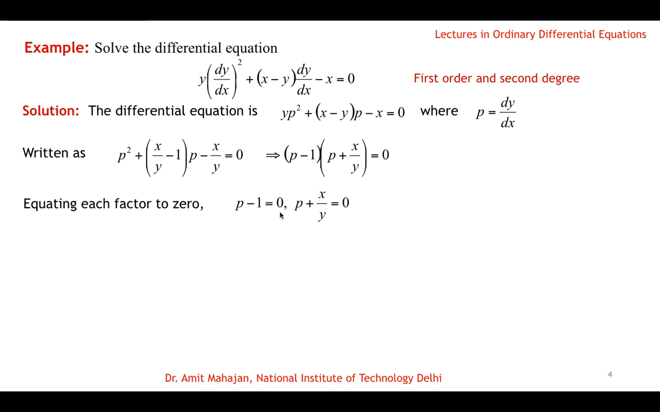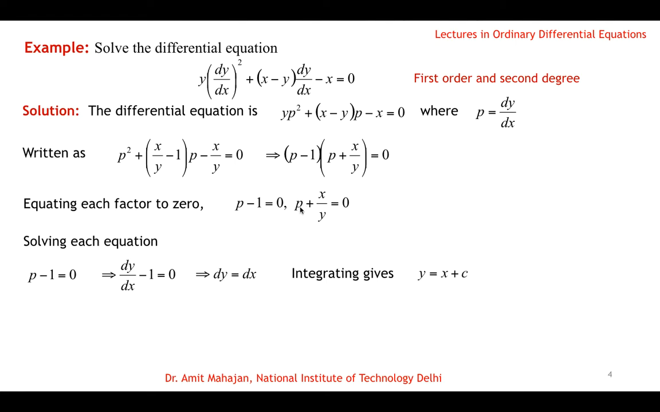p is dy/dx, so it is dy/dx - 1 = 0. We can use separation of variables. One goes to the other side, so dy = dx, and on integration we get y = x + c.